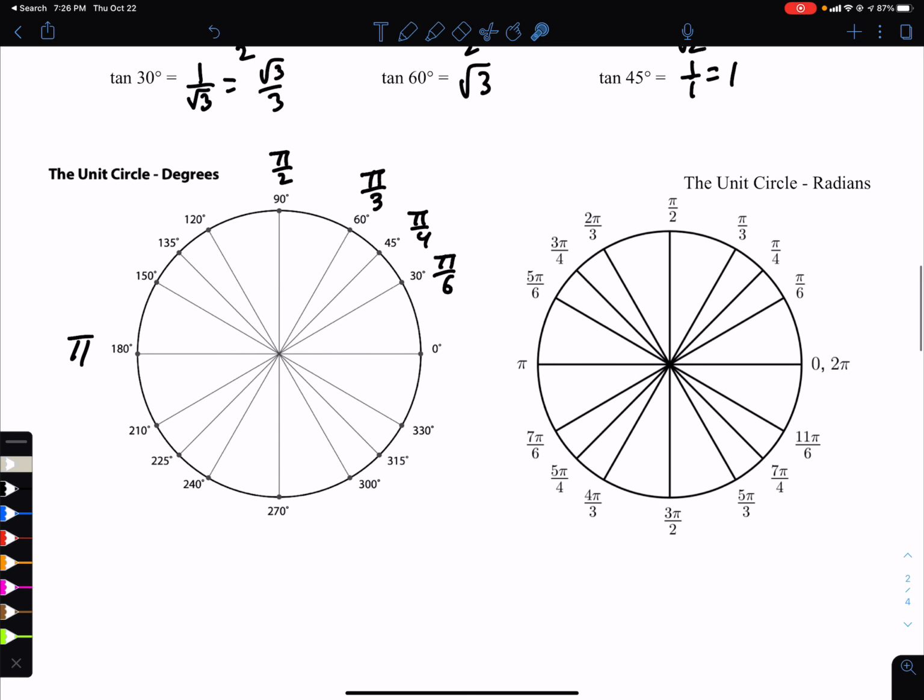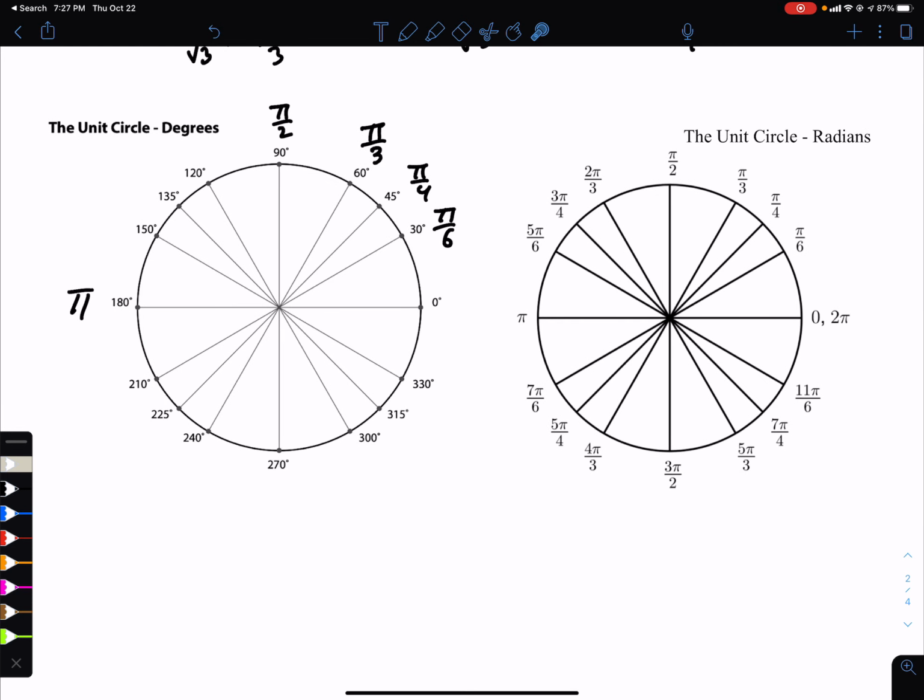All right, let's keep going. And I want to explain to you how you get all your other angles and how you figure out where they are. So now you understand where the pi over 6, pi over 4, and pi over 3 come from. It's just 180 divided by 6 is 30, so pi divided by 6 is 30. 180 divided by 4 is 45, so pi divided by 4 is 45. 180 divided by 3 is 60, so pi divided by 3 is 60. And 180 divided by 2 is 90, so this is pi over 2. Now I'm going to show you how I get all the other ones.